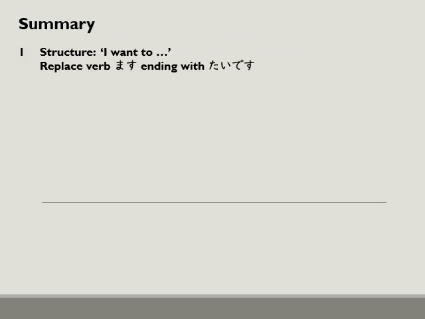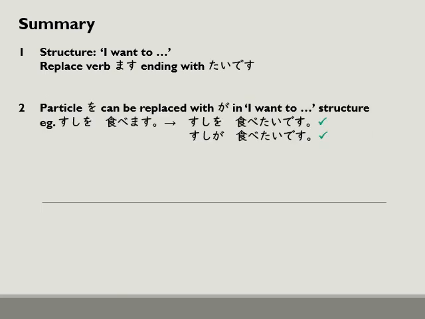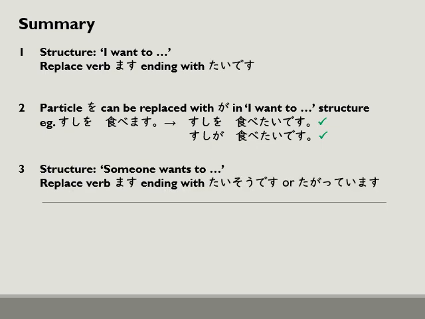Summary. Number 1. When you want to say I want to do something, replace the verb ます ending with たいです。Number 2. Particle を in the I want to structure can be replaced with が。Look at the example. 寿司を食べます。In the I want to do structure, it becomes 寿司を食べたいです or 寿司が食べたいです。Both sentences are correct.